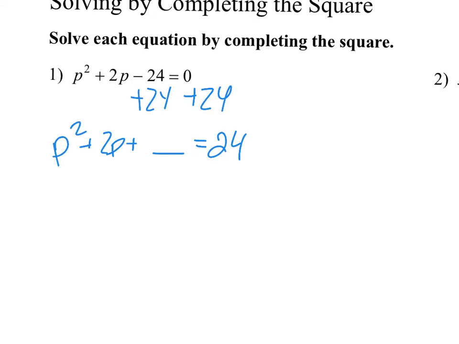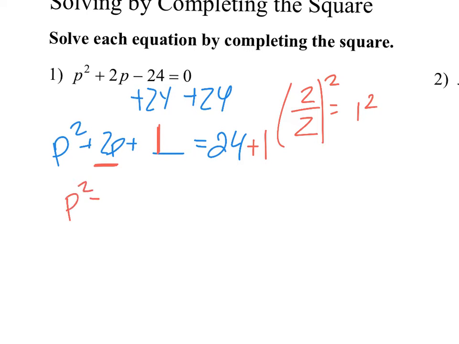Okay, so just like we did on Friday, we're going to take our b value, divide by 2, and square it. So we have 1 squared. So I'm going to add that 1 in right there. But now wait a second. If I add a 1 to the left side of the equation, it completely changes it. So I need to balance it out. Just like up here, how I added 24 to the left side, I also had to add it to the right side. So the same idea: if I add it to the left side, I also have to add it to the right side. It's going to balance it out. So now it should become 25. So now we have p squared plus 2p plus 1 equals 25.